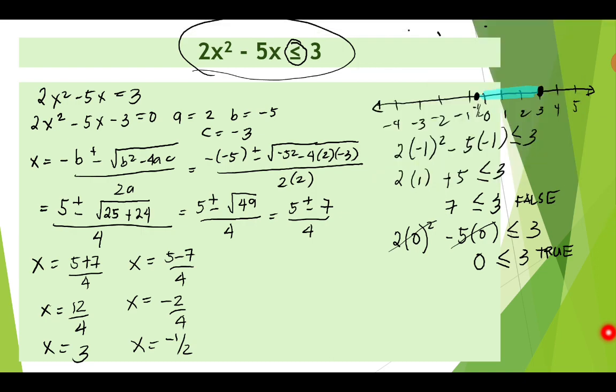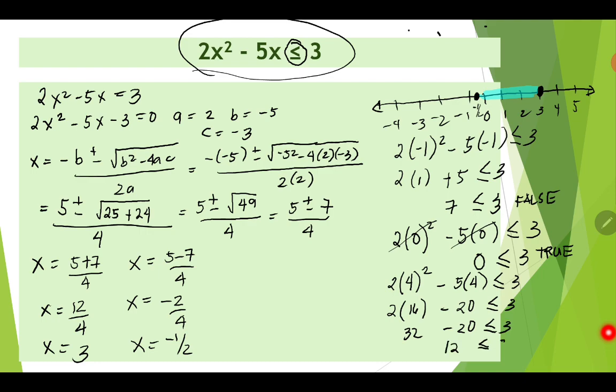Now, kuha tayo ng number na nasa right side. Nandiyan yung 4, 5, 6, kahit ano pa dyan, basta yung nasa right side. Okay? So, gamitin natin yung 4. So, again, just use the quadratic inequality and just substitute all the x's by 4. 2 times 4 squared minus 5 times 4 is less than or equal to 3. So, 2 times 16 minus 20 less than or equal to 3. 2 times 16 is 32 minus 20, that is 12, less than or equal to 3.